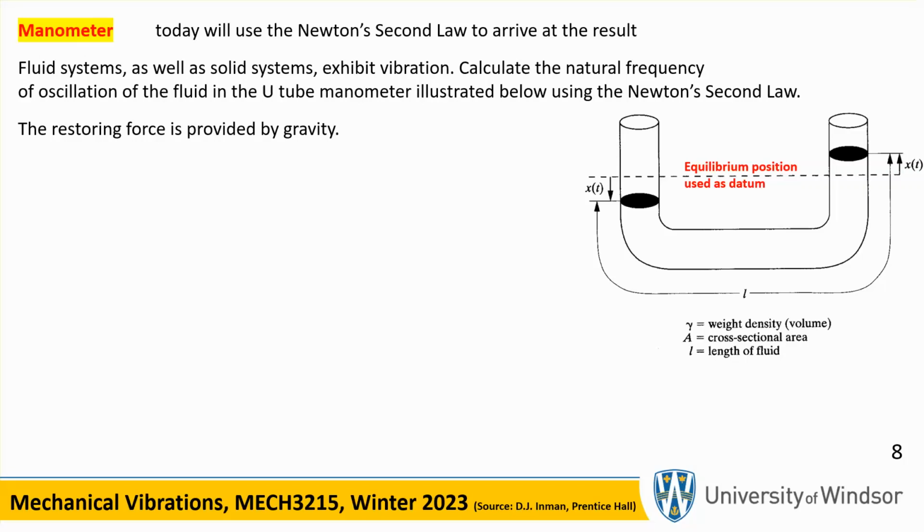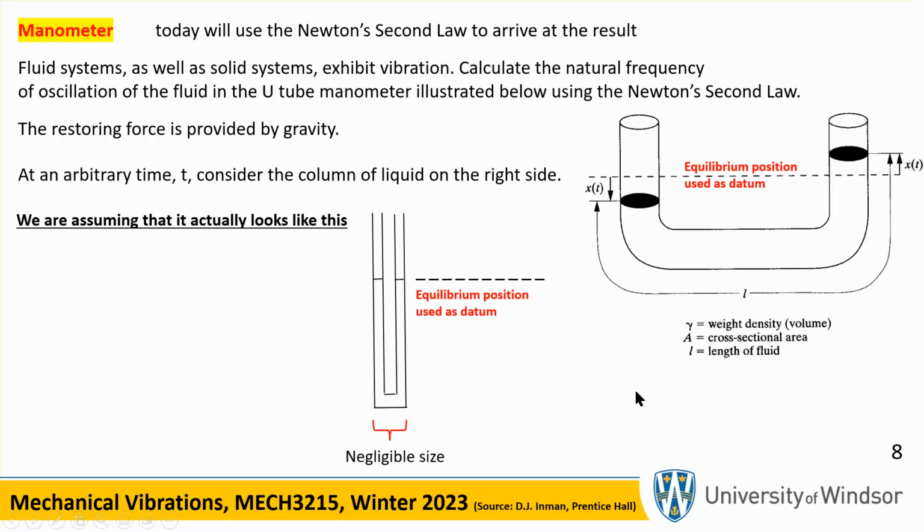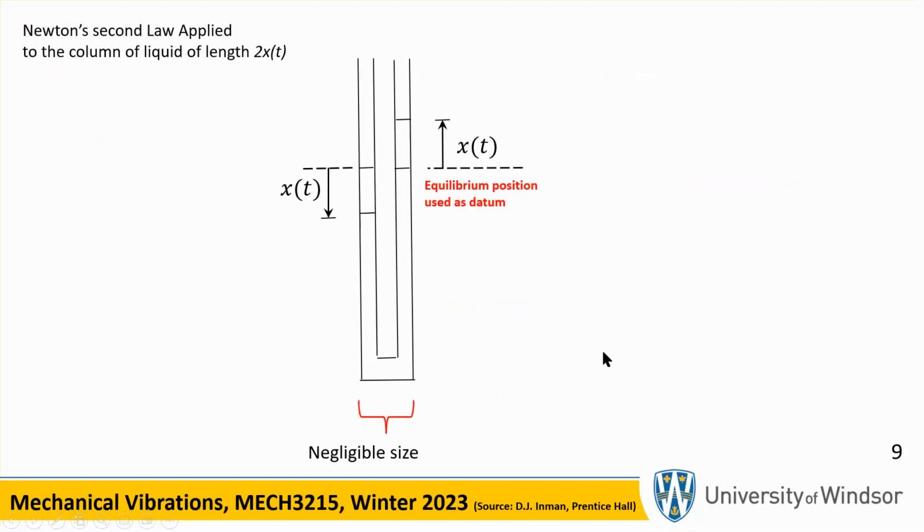Here, we don't have a spring. The restoring force is not the spring force, it is the gravity. And you will see that it's going to be the weight of the displaced liquid. So here's the situation. We're going to get that, but first of all, we're going to assume for this derivation to be easily understandable, that these tubes are very close to each other, so we neglect basically that portion, okay?